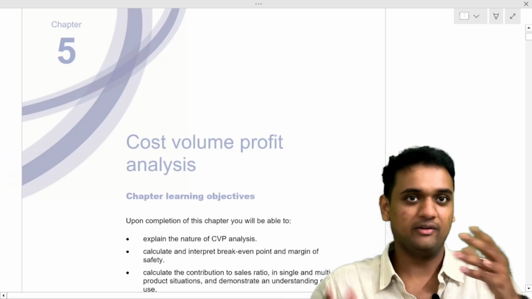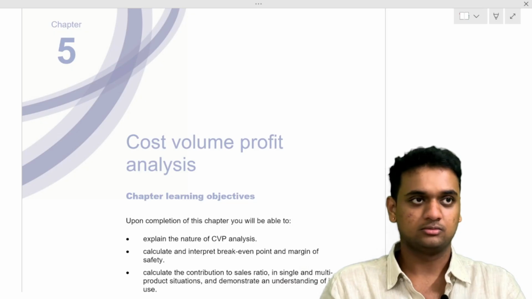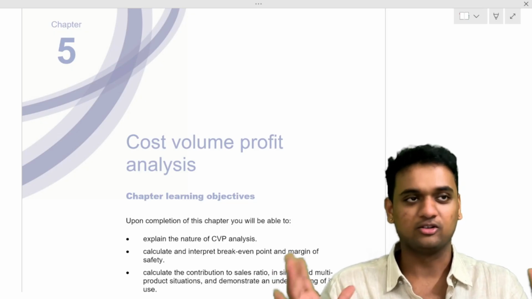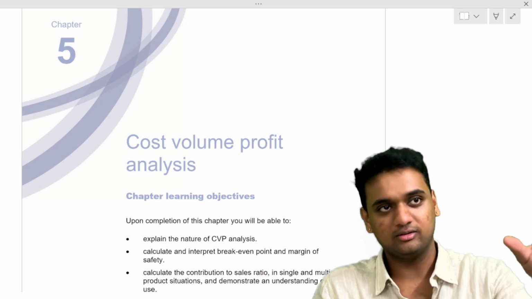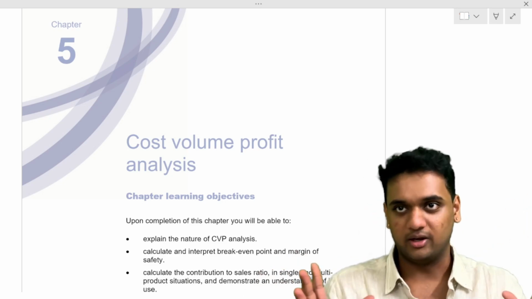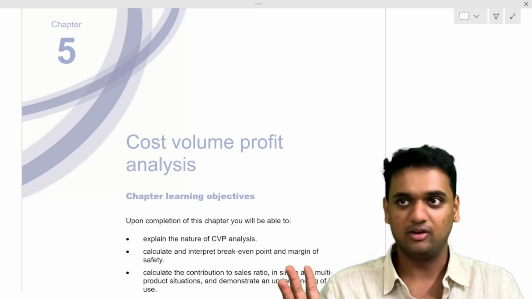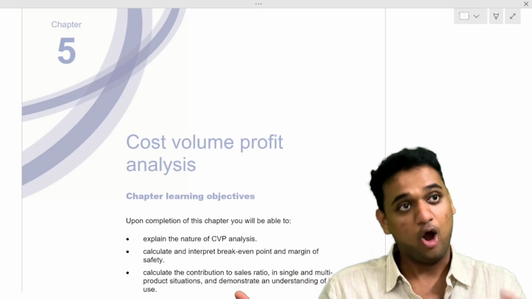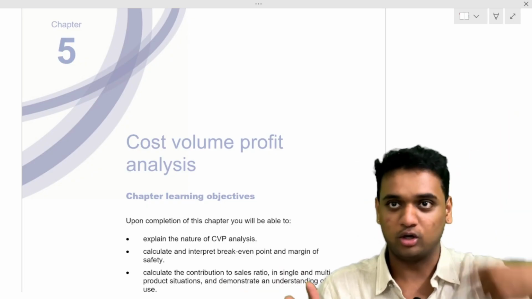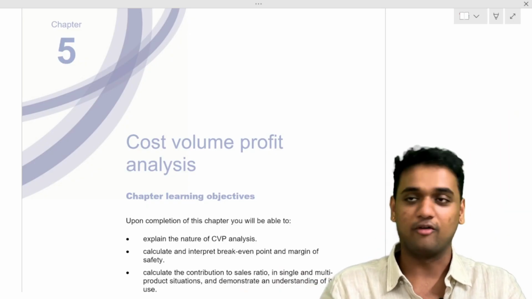In easy terms, how will we find profit? Sales price minus cost. How much we sold minus how much cost we incurred. Sales minus cost will give you profit. All cost, sales minus your total cost will give you profit.